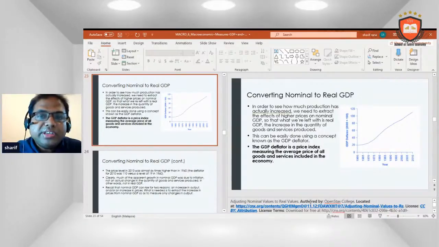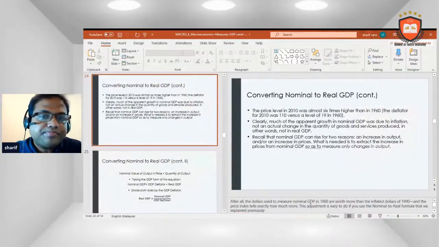In order to see how much production has actually increased, we need to extract the effect of higher prices on nominal GDP, so that what we are left with is real GDP, the increase in the quantity of goods and services produced. This can be easily done using a concept known as the GDP deflator. The GDP deflator is a price index measuring the average price of all goods and services included in the economy, converting nominal to real GDP.